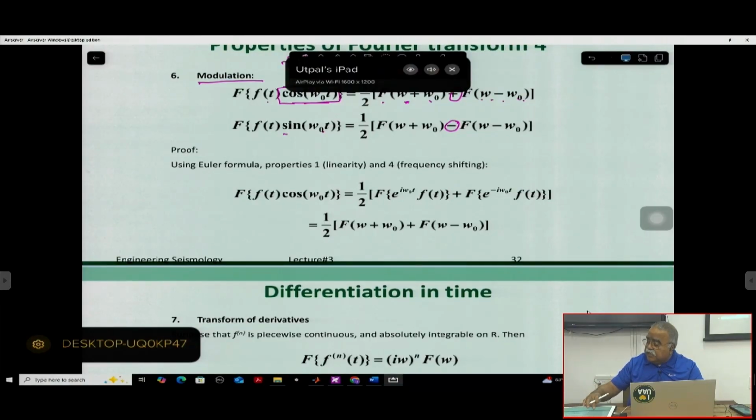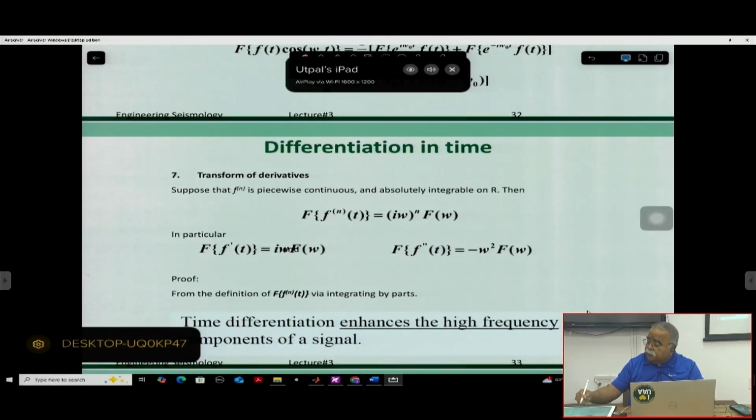Now the differentiation in time. If f(t) has a Fourier transform of F(omega), and then if I differentiate it, that means the Fourier transform of f dash t will be equal to i omega into F(omega). So whatever is the Fourier transform of the original pulse, if you take the differentiation of that pulse, then you just multiply by i omega in the Fourier domain, right?